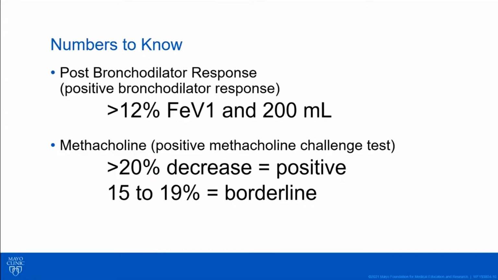Numbers to know. These are really important numbers to know. You might be asked on this at some point in a test. So when you're looking at FEV1 and you want to decide, is this a positive bronchodilator response? Then the FEV1 has to increase by greater than 12% and 200 or more milliliters. The other thing would be a methacholine challenge test. Is it a positive methacholine challenge test? We'll talk a little bit about the methacholine challenge test as we continue on. It'll be a 20% decrease as a positive, and between 15 to 19%, you can say borderline.